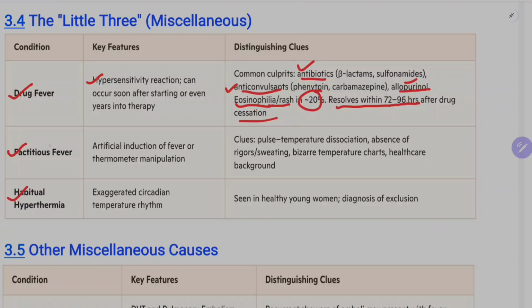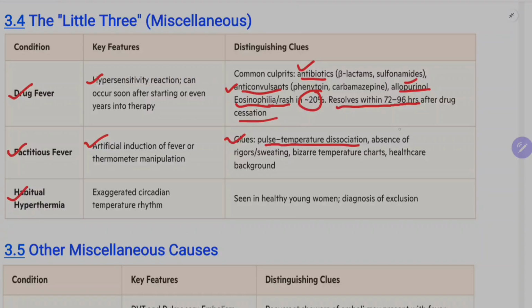Then coming to factitious fever, patient-induced artificial induction of fever or thermometer manipulation. For some reason, for some gain, the patient will do this. What are the clues? Pulse temperature dissociation is a very important clue. Pulse will be normal, though the patient shows fever. The expected rise in pulse is not there.